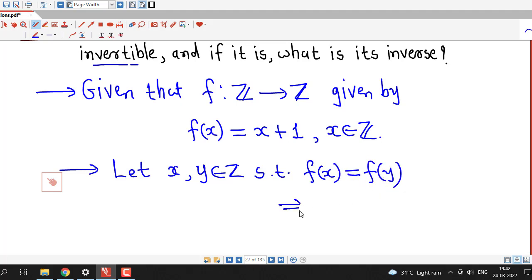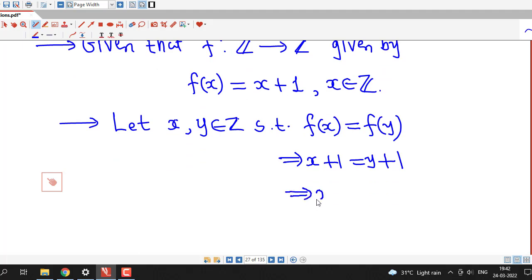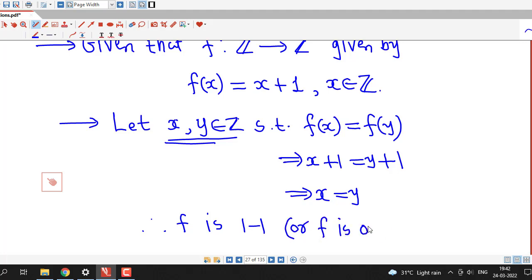So this implies f(x) is given by x plus 1, f(y) is given by y plus 1. From this we can easily see that x and y are equal. Therefore f(x) equal to f(y) implies x equal to y, and x and y are arbitrary integers. Therefore f is 1-1, or we can write that f is 1 to 1 or injective. Another word for 1-1 function is 1 to 1 or injective.